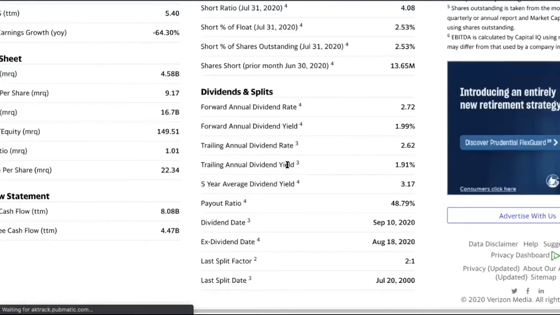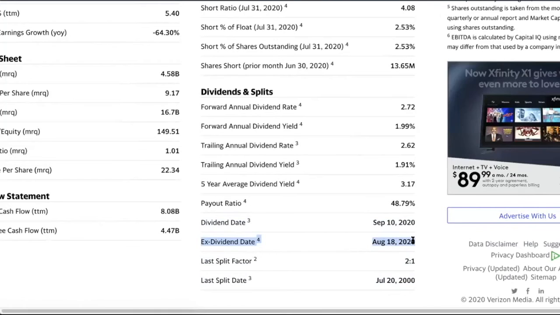This is for Target. As you can see, the dividend date is September 10th, 2020. This is the payment date. The ex-dividend date is similar to the record date. The textbook does not cover this, but I want to so that you are aware of what it means.